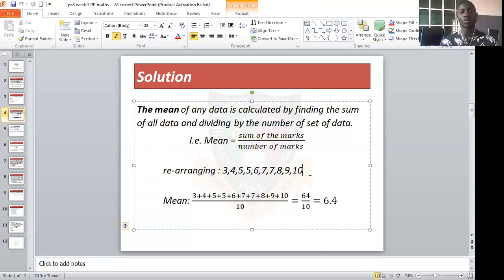A pattern to follow. So the mean is what? The sum of the marks over the number of marks. So we have 3 plus 4 plus 5 plus 5 plus 6 plus 7 plus 7 plus 8 plus 9 plus 10 divided by 10 to give you what?